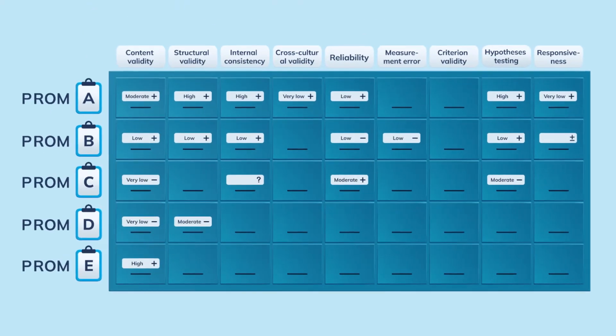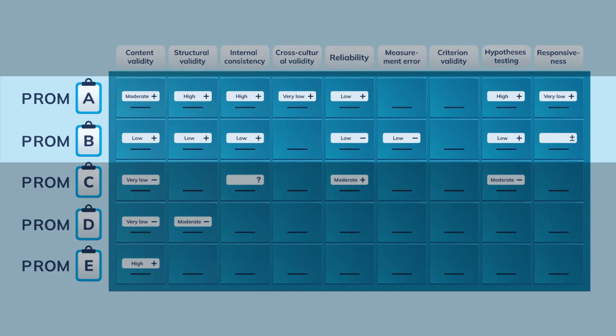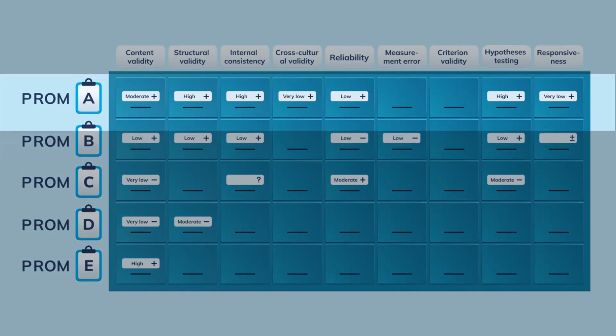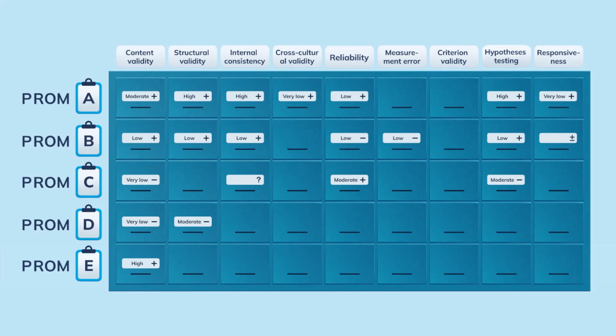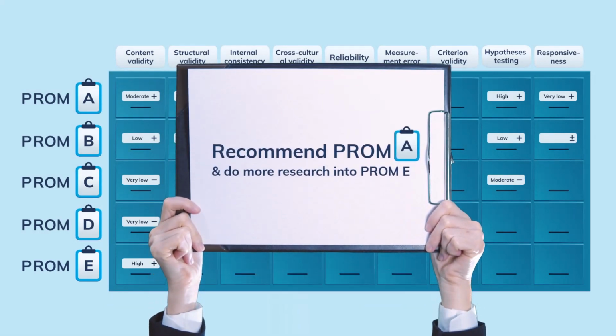Let's have a look at our filing cabinet. We see that we have the most information for prom A and B. Prom A has the most pluses and is often graded as high quality. Prom E is a newly developed prom. It has great content validity with high-quality evidence, but not enough studies were conducted to recommend this instrument just yet. Our final conclusion would be to recommend Prom A and to do more research into Prom E.